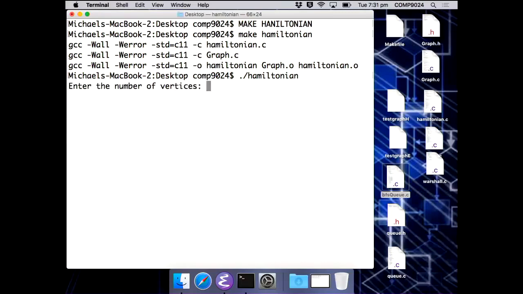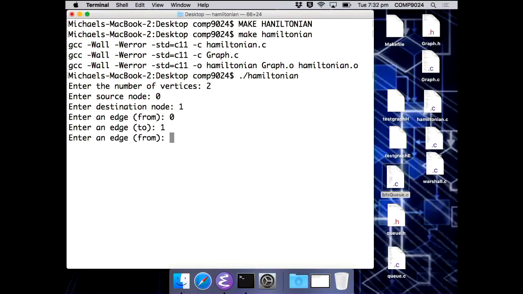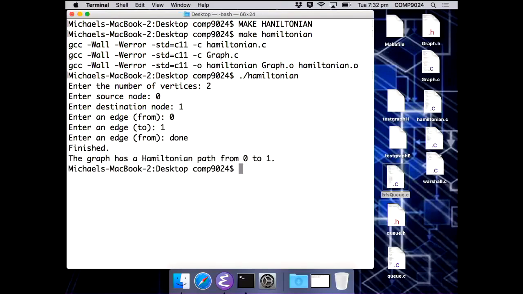But this would now require me to enter a graph all by myself. Well, we can use a very simple graph with 2 vertices. We want to go from 0 to 1, and we have an edge from 0 to 1. Then the answer should, of course, be yes. That's it. We only want to have that one edge. Yes, it says there is a Hamiltonian path from 0 to 1.